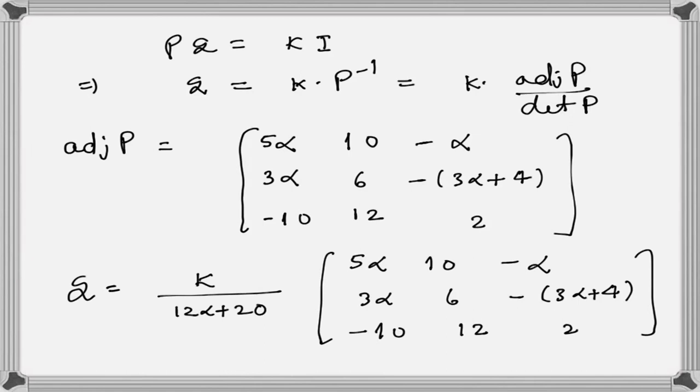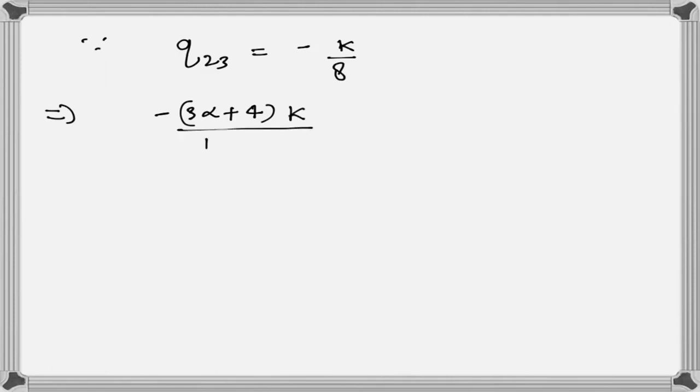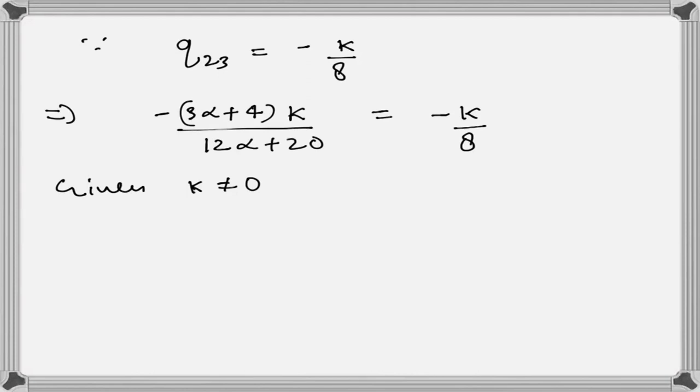So let's see what Q23 is. Q23 will be the 2, 3 entry of this matrix. Given Q23 is minus K by 8, this implies minus 3 alpha plus 4 times K divided by 12 alpha plus 20 is nothing but minus K by 8. Because K is non-zero, we can cancel it on both sides.